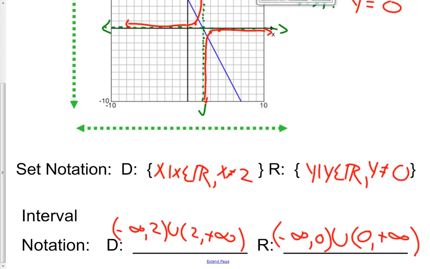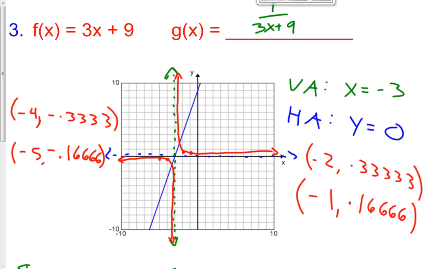Hopefully you have a handle on this now. Why don't you guys pause the video and try number 3 on your own. After you tried it, here's what you should have got for number 3.